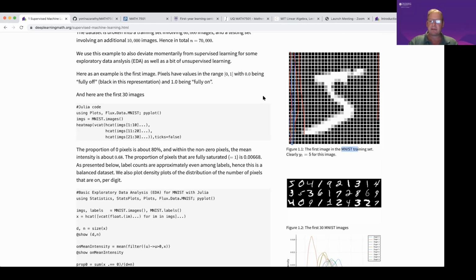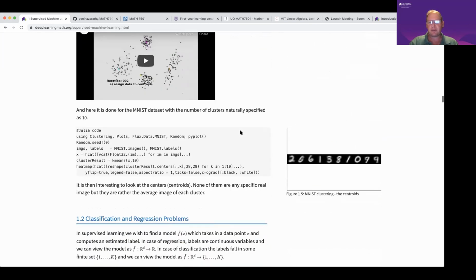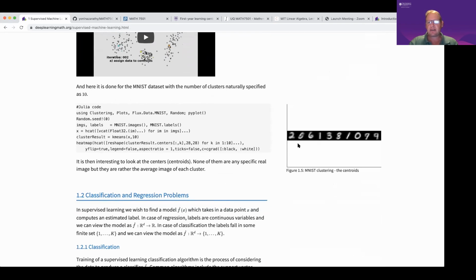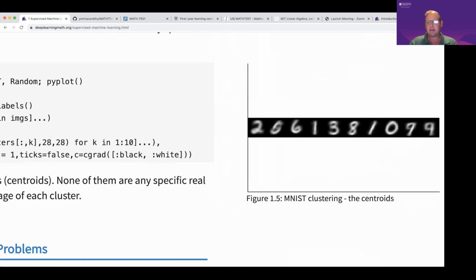Now, after running k-means on these images, ignoring the labels, the actual meaning of the digits, with k equals 10, we can look at the centroids. What we see here are the images corresponding to 10 centroids. None of these images is an actual digit image, but each is a point in 784 dimensional space, which we put back into a matrix and then plot as an image.